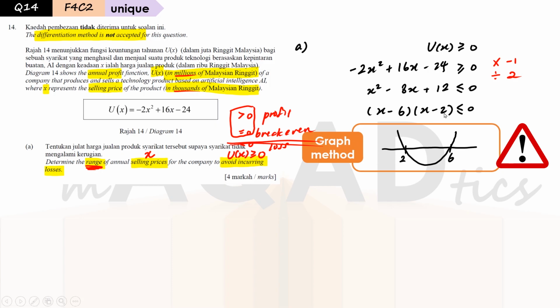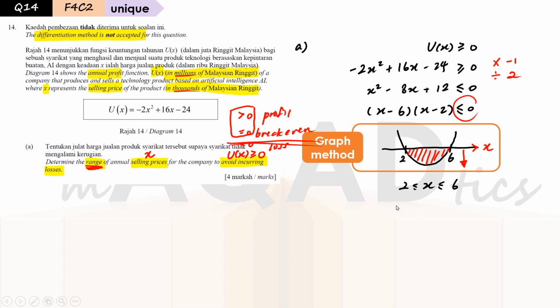With the two x values that we have found just now, and this is actually the x-axis, we are looking at the values which are lesser than or equal to 0. So we are going to look at the region below the x-axis. This would be our range of values of x. So our answer would be x is between 2 and 6.